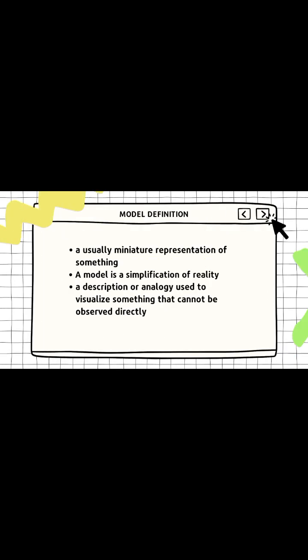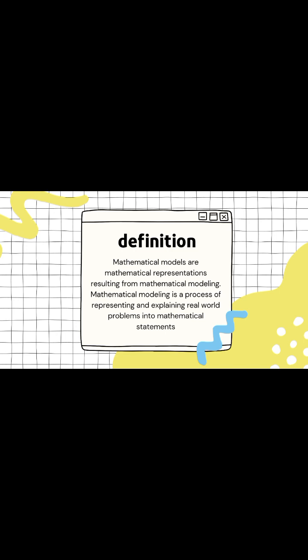First of all, we all must know what is model definition. Model definition is usually a miniature representation of something. A model is a simplification of reality and a description or analogy used to visualize something that cannot be observed directly. Now we go into chapter 1, which is definition.